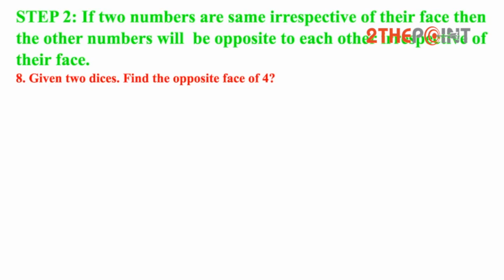If you are given 2 dice, always check for the first step. If it is not satisfied, then move on to the second step. The second step is that if 2 numbers are the same, irrespective of their face, then the other numbers will be opposite to each other irrespective of their face. Let's solve a few examples on this.